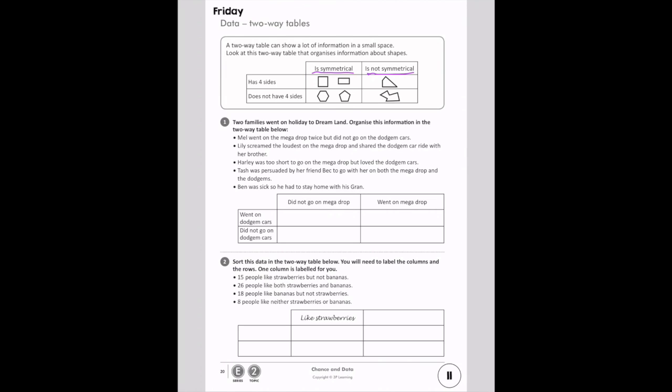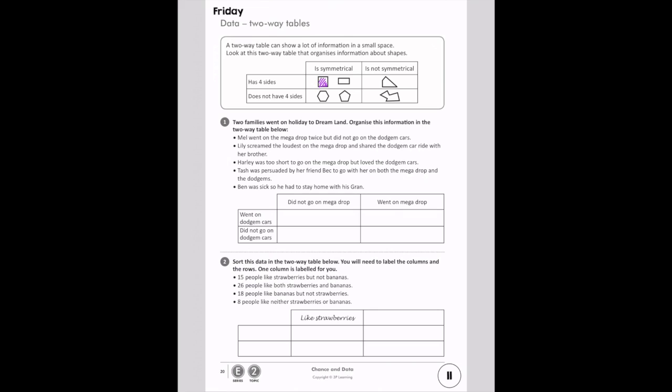Okay, and then here we have a shape that has four sides or a shape that does not have four sides. Okay, so it is or it's not. So it has or it does not have. So in this diagram here, we've organized these shapes. Let's look at the square right here.